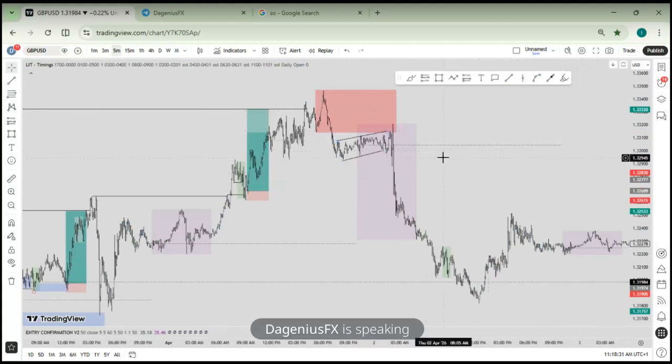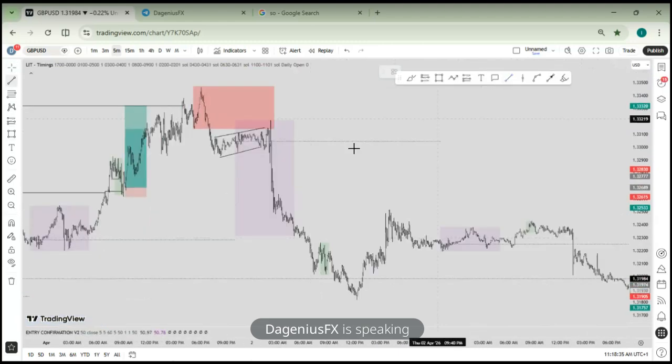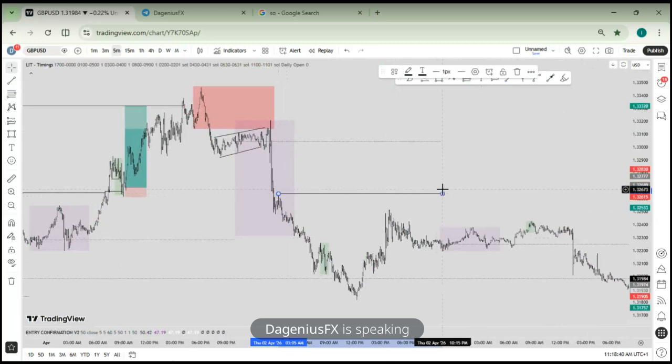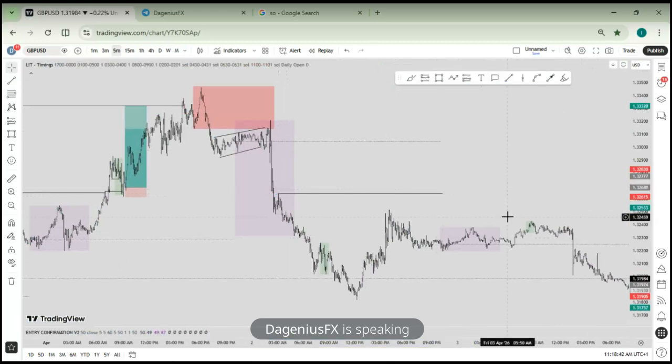All right, mitigation, price came down. So on Euro USD, this was where I was expecting price to come and tag me first. But then on GBP USD, it didn't do that. Instead, what happened was price got here and reversed. So this isn't going to be a good trade for me.